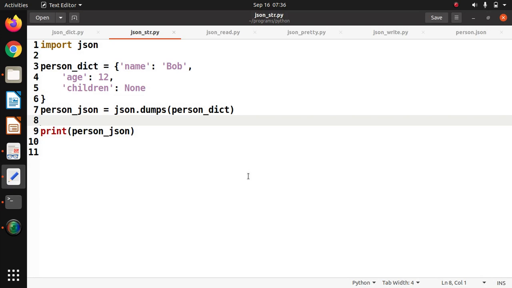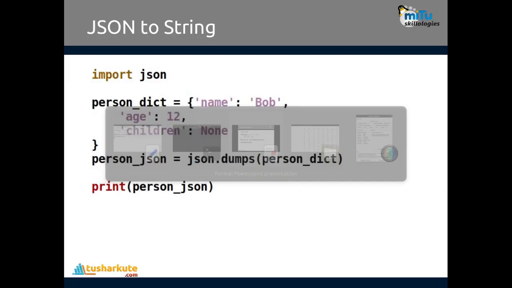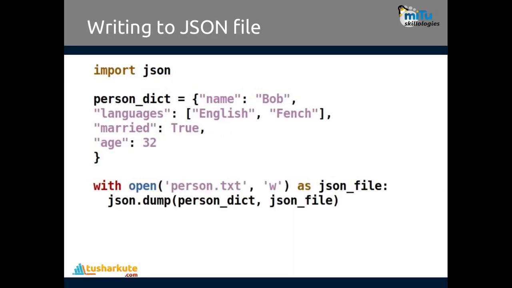So when it's required to convert from string to dictionary, dictionary to string, JSON to string, or string to JSON, we will make use of the loads and dumps methods. Now let's go for the most important example here: writing data to a JSON file.